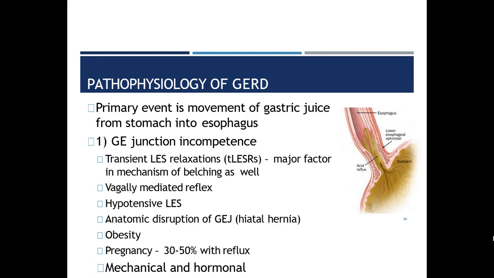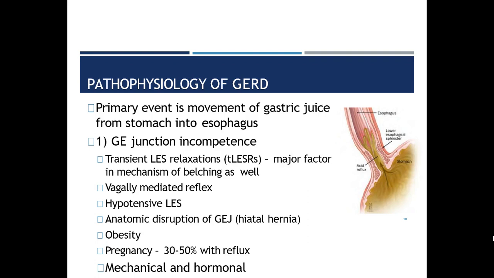So transient lower esophageal sphincter relaxation is a major factor in the mechanism of belching as well. Vagally mediated reflux, hypotensive lower esophageal sphincter, anatomic disruption of the gastroesophageal junction, for example if the patient has a hiatal hernia, obesity, pregnancy resulting in reflux of the gastric contents. It means anything which increases the intra-abdominal pressure leads to reflux of the gastric contents into the esophagus.